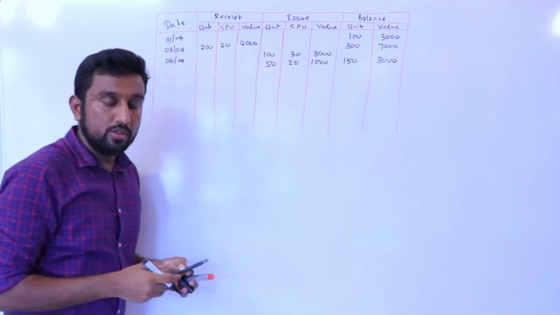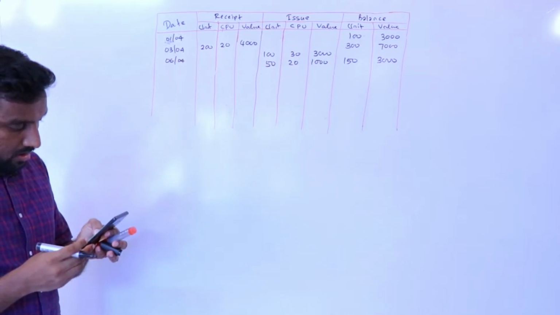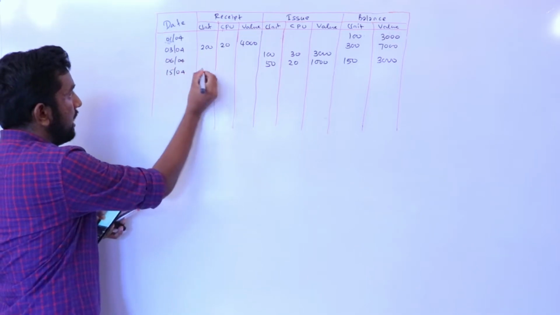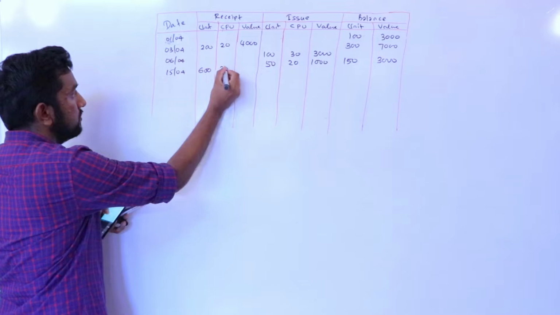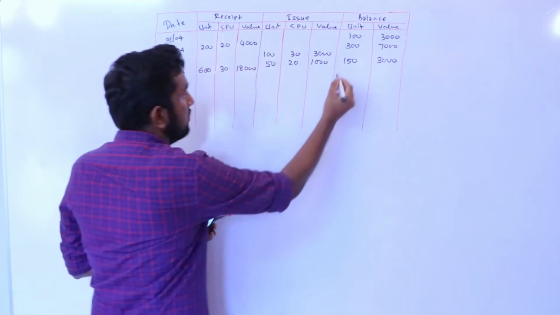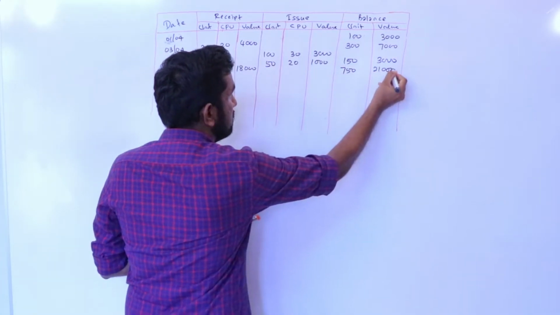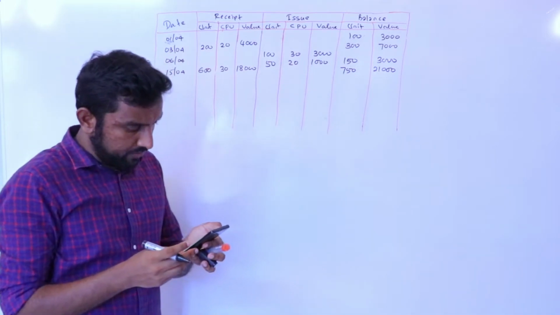The balance is 3,000, which is 7,000 minus 4,000. Then I am purchasing again 600 units at 30 rupees on 15th. So 18,000, and this is 750, and this is 21. So 18,000 plus 3,000. Then I am issuing 250 on 18th.